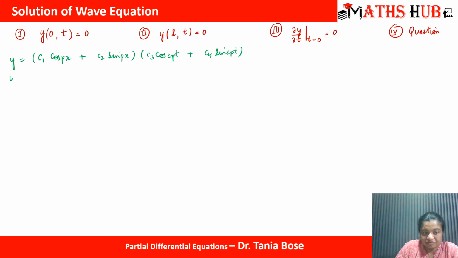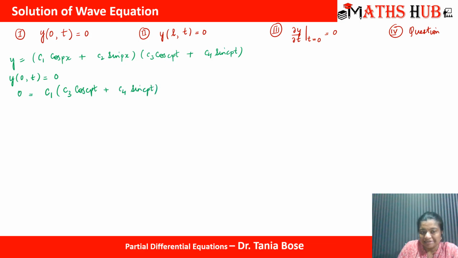So let us apply the first condition, that is y at 0 comma t is equal to 0. That means x is taking value 0 and y is 0. So we will get 0 is equal to, put x equal to 0. So cos 0 is 1. We are left with c1. c2 sin 0 goes off and we get the next term as c3 cos cpt plus c4 sin cpt.